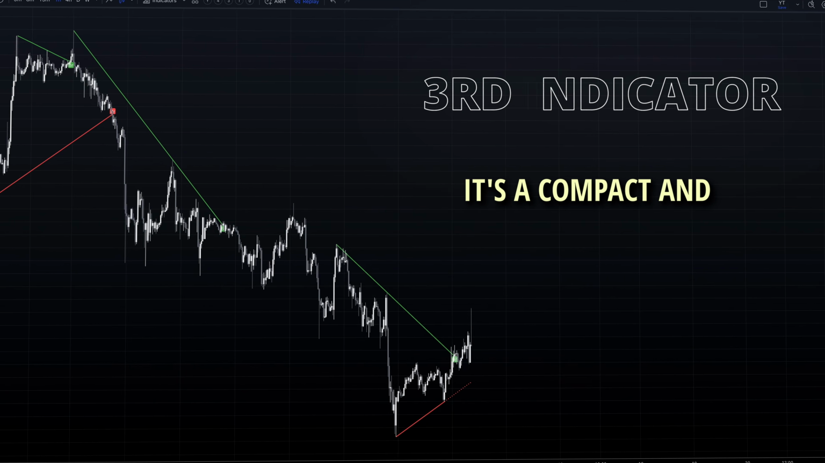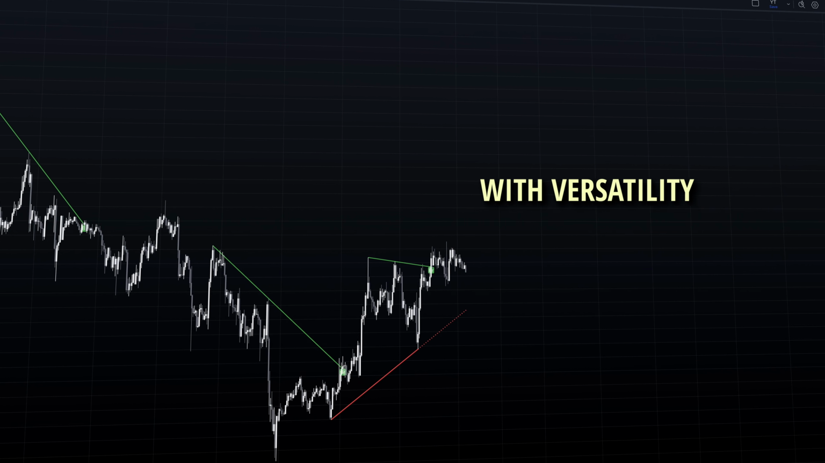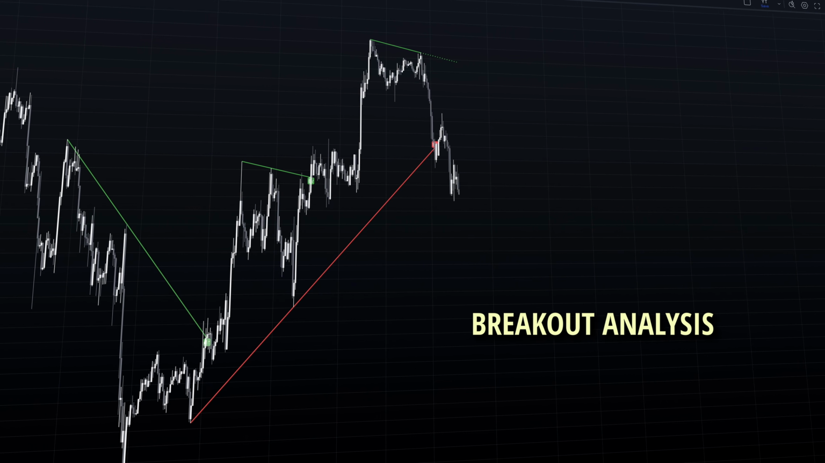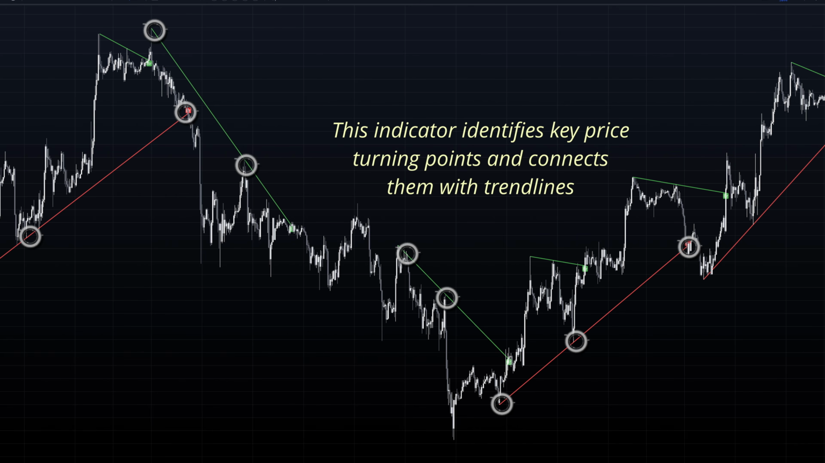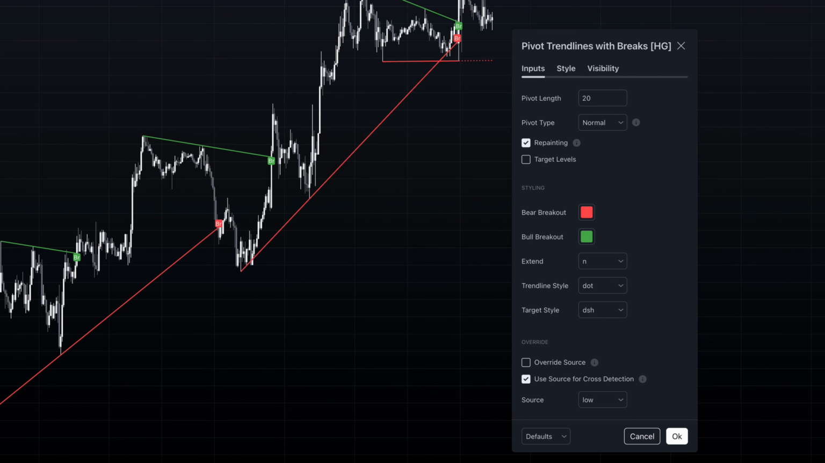The third indicator is a compact and well-constructed script implementation that combines efficiency with versatility, providing traders with a robust tool for trendline and breakout analysis. At its core, the script leverages pivot points, key moments in price action where market sentiment can shift. This script delivers essential features such as adjustable inputs, customizable styles, and alert systems.